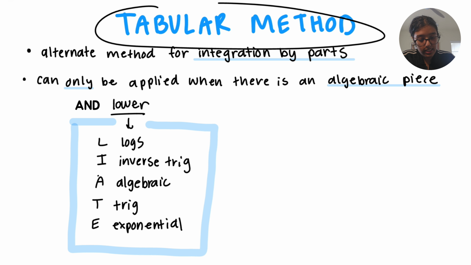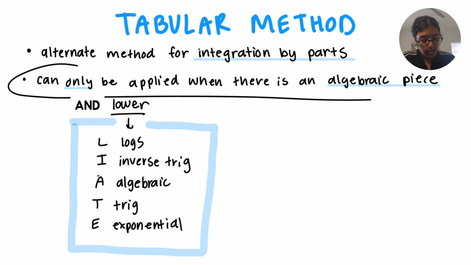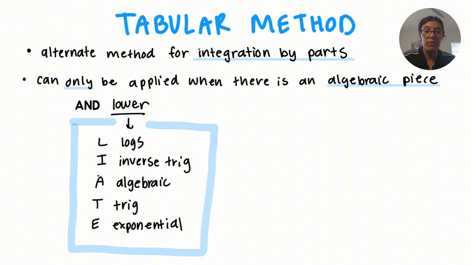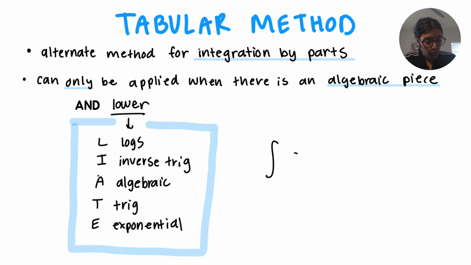That's where the tabular method comes in, and that is a much faster alternative to the integration by parts formula. But there is one thing to note whenever you apply the tabular method. The tabular method can only be applied when there is an algebraic piece and a piece that is lower. Our integral should have one algebraic piece and one piece that is lower.